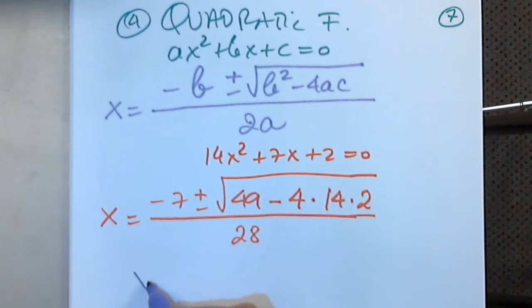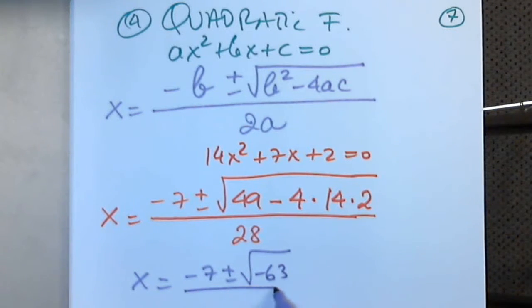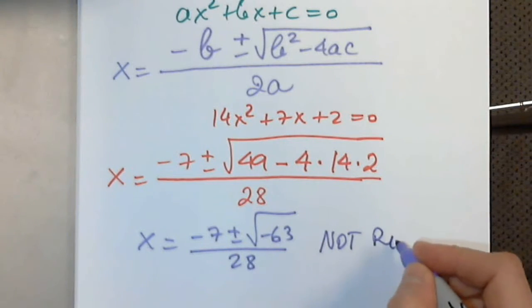Okay, so then x equals negative 7 plus or minus. Unfortunately, it will be negative. So if you calculate 49 minus 14 times 8, that is negative 63. So the square root of negative 63 divided by 28. This is not real.